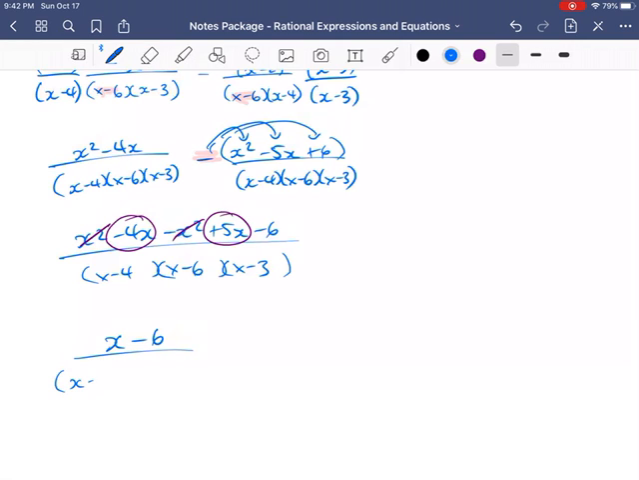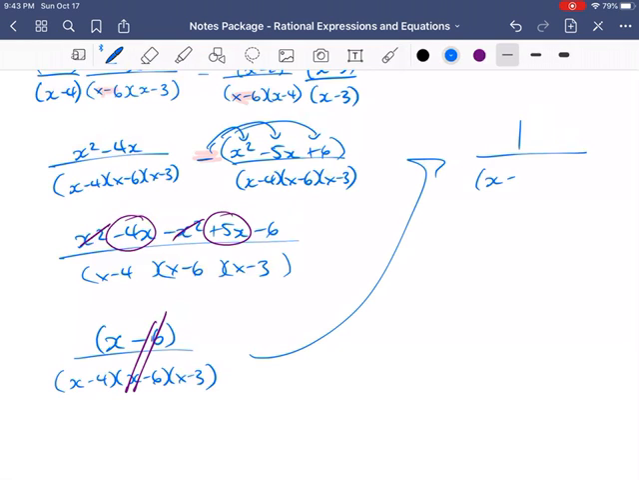And if you look at the bottom, the x minus 6 will simplify to 1. So don't get caught out here. Your numerator is still 1. And your denominator is x minus 3, x minus 4. My non-permissible values, x cannot equal 4, 6, or 3.